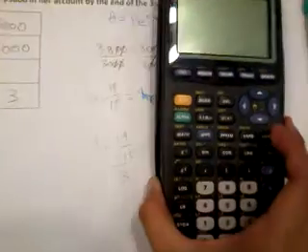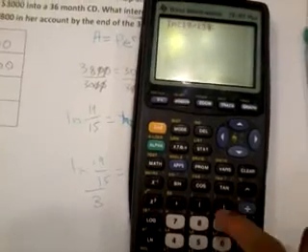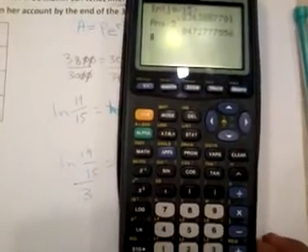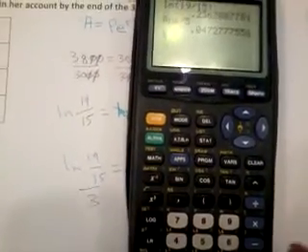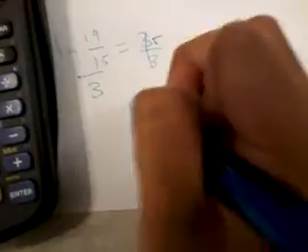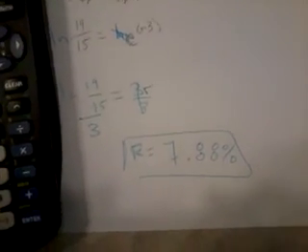So that is the natural log of 19 over 15, and then divide that by 3, and then we will be multiplying this number by 100 since we need it to be a percent, and our percent is 7.88%. So the rate has to be 7.88% in order for Nora to have $3,800 by the end of the 3 years. Okay, so that's that.